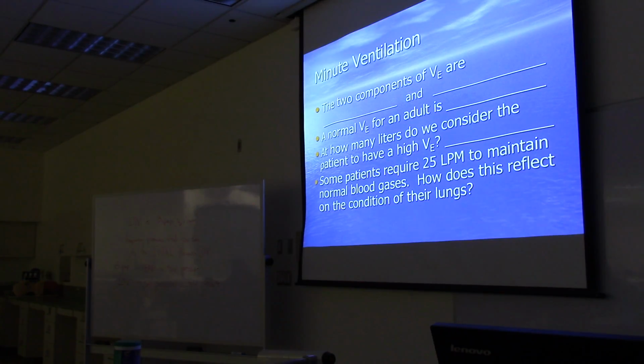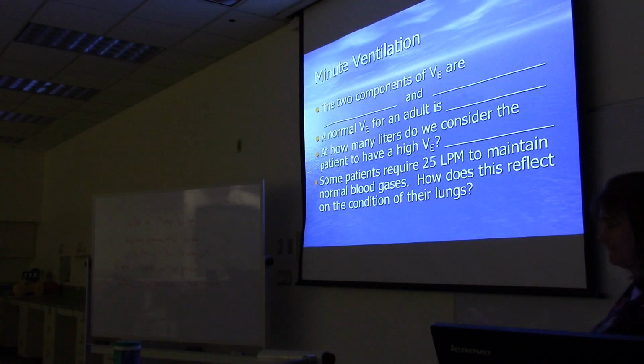All right, so minute ventilation is the air going in and out of the lungs per 1 minute. And there's 2 components to minute ventilation, blank and blank. So what do you put in there? Very good. Respiratory rate and tidal volume. A normal minute ventilation for an adult is about 6 liters a minute. At how many liters do we consider the patient to have a high minute volume? And the answer is greater than 10 liters per minute.